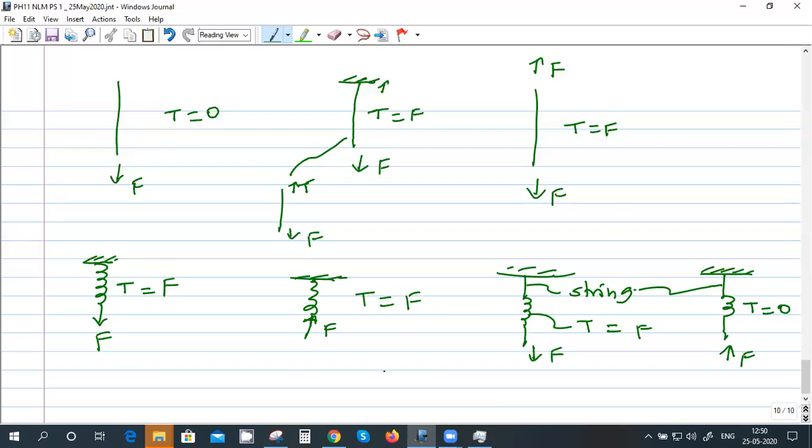Now instead of a string, I have a rod, and then this spring. Then I try to push it up, and I apply an upward force. This is the rigid surface. In that case, what is the tension? F. Yeah. Okay, fine. Just revise these things and then get it clear.